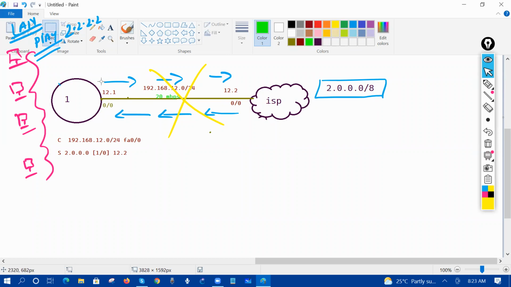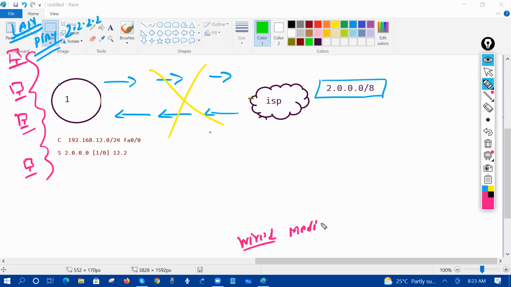This path is actually not available. How can this person reach this guy? Because of course we are using wired media. In wired media, we must have the wire, and if the link goes down, do I have reachability between this person and that person? No. So all the traffic the user sends will be dropped on the R1 side, on router number one.